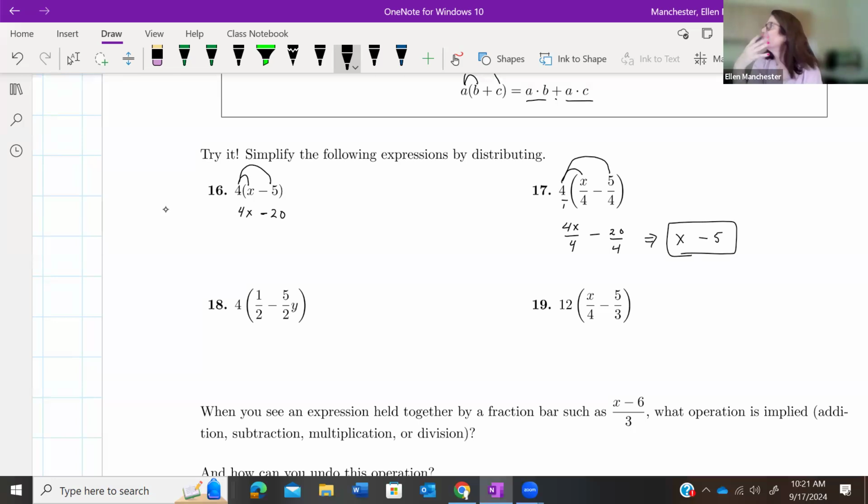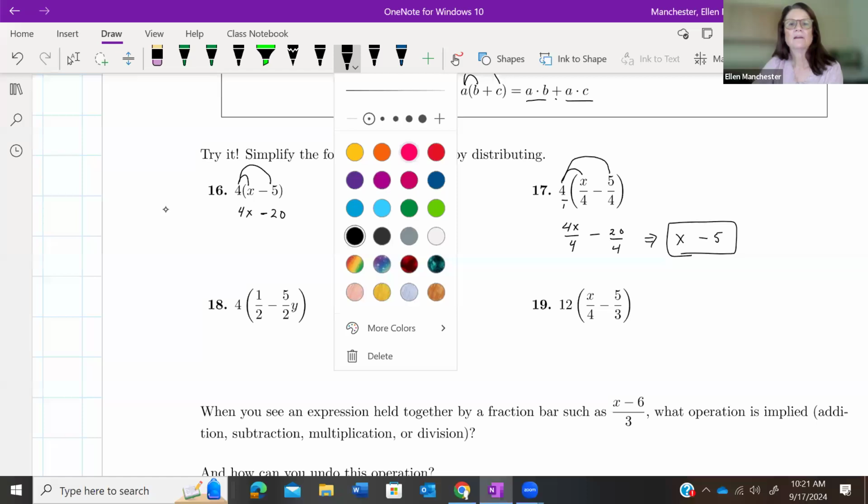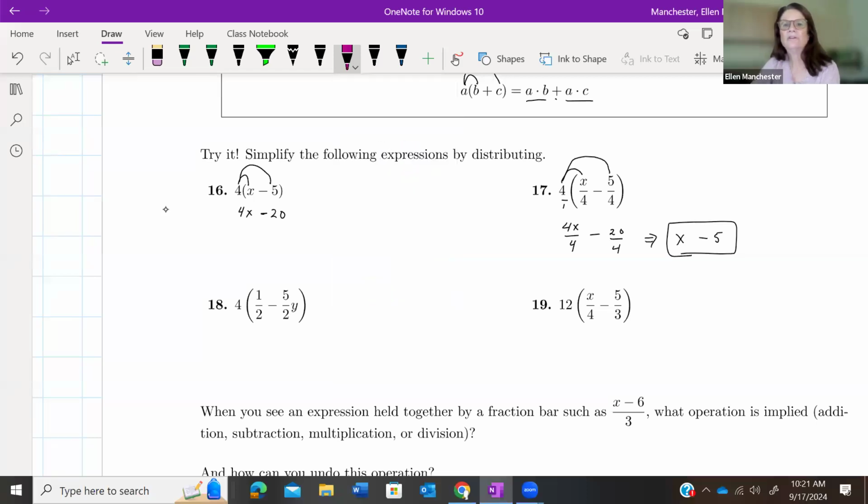Okay, now this is a technique that you're going to see, and we've used it before when you're eliminating the fractions. So a different way to see this. So this is a different way. You can do it either way.